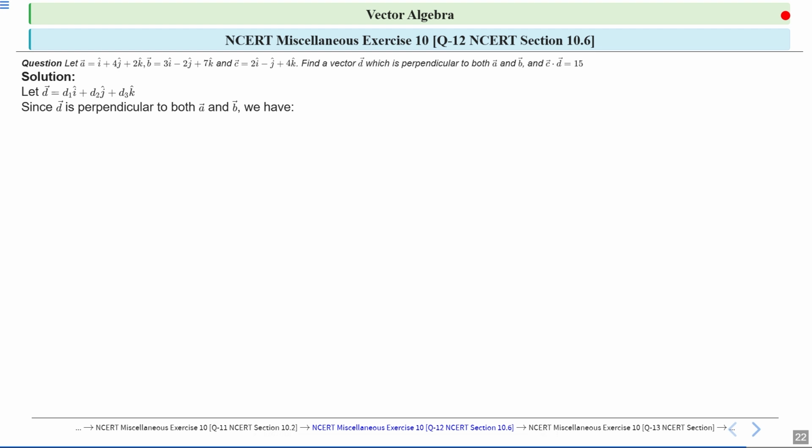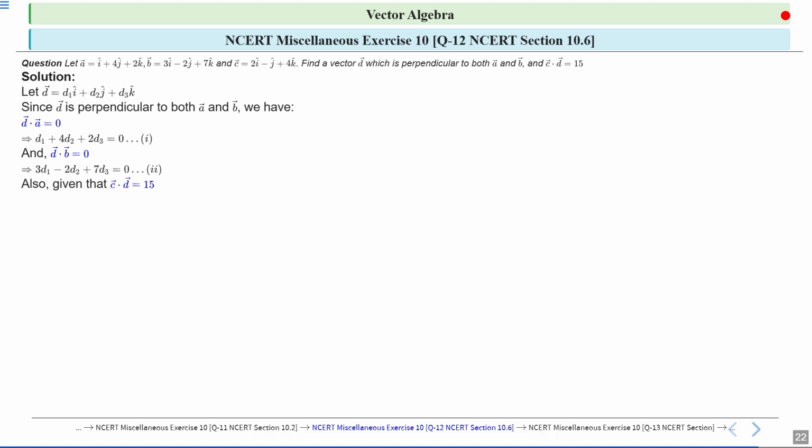Since D vector is perpendicular to both A vector and B vector, we have D vector dot A vector is equal to 0. So D1 plus 4 D2 plus 2 D3 is equal to 0. Let's assume this as equation 1. Also D vector dot B vector is equal to 0, so 3 D1 minus 2 D2 plus 7 D3 is equal to 0.